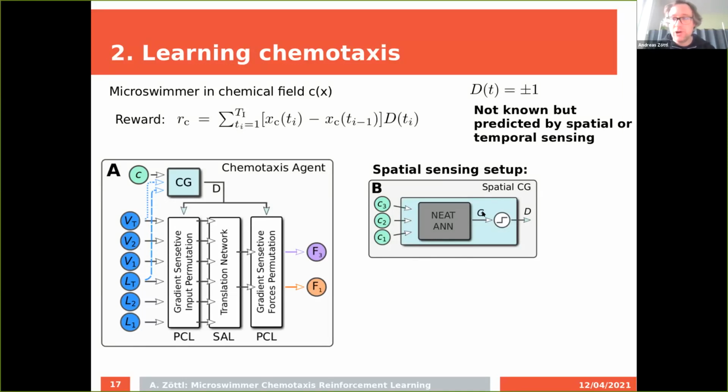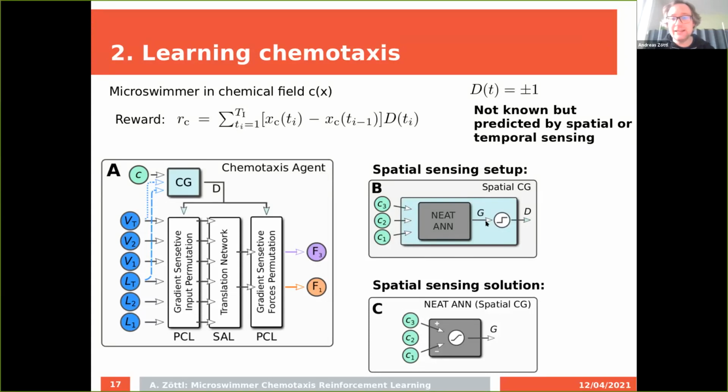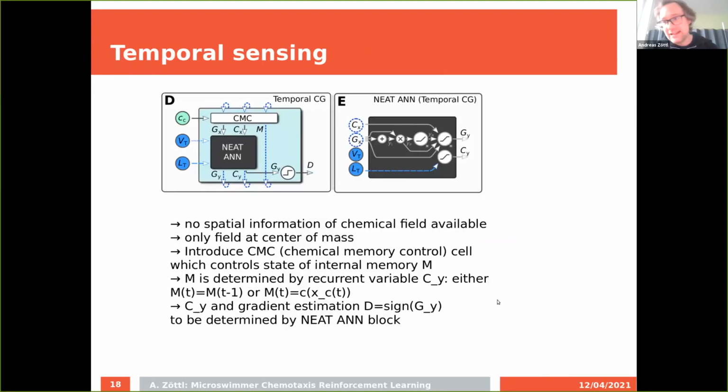I don't want to show you how the training was done here. I just want to say that the solution looks very simple and very sensible: this 3-bead swimmer just uses the chemical field at the outer bead position and the inner bead position with weights which are similar for these two beads, and it connects them to approximate the gradient. Just by saying, okay, just use the sign of the difference between these two chemical fields. It's very sensible. The temporal sensing is a little bit more involved. So we have to include some recurrent mechanism there.